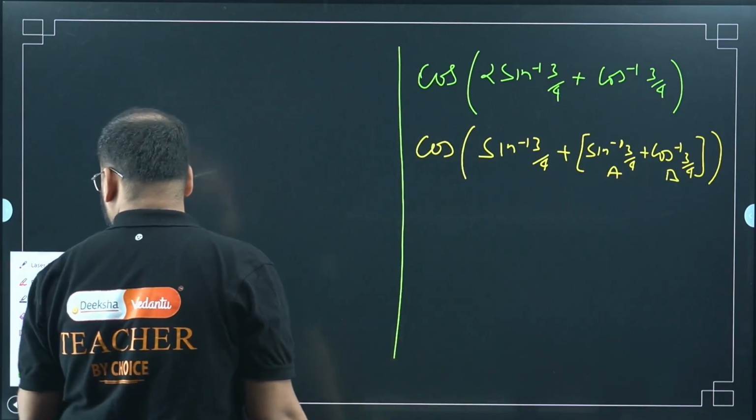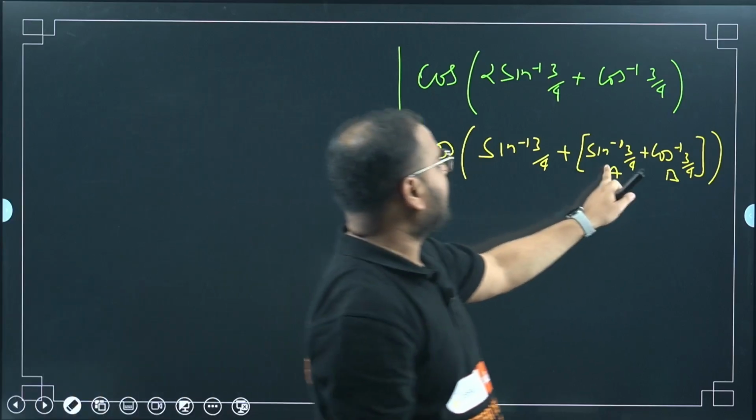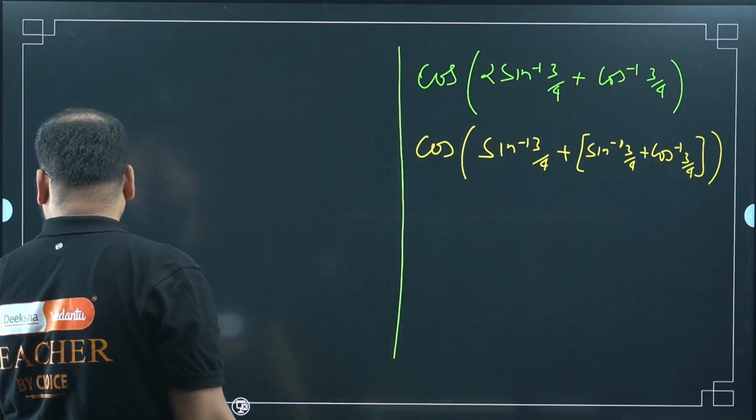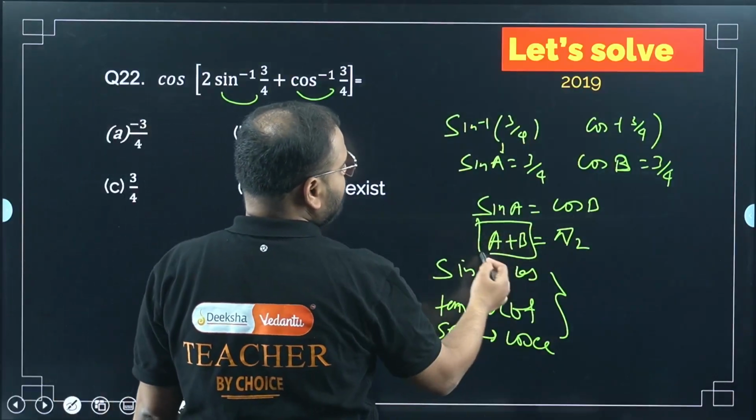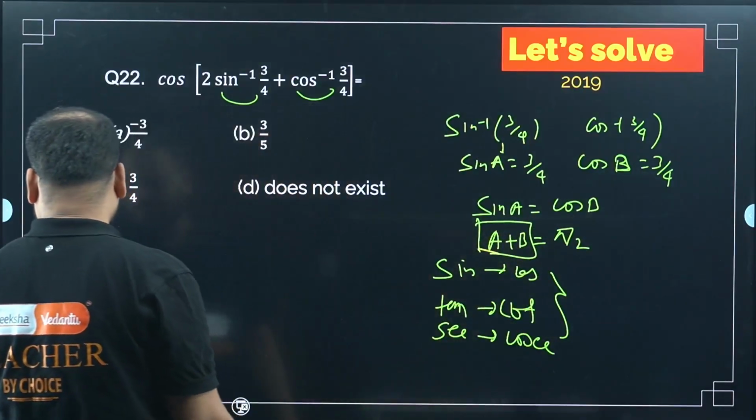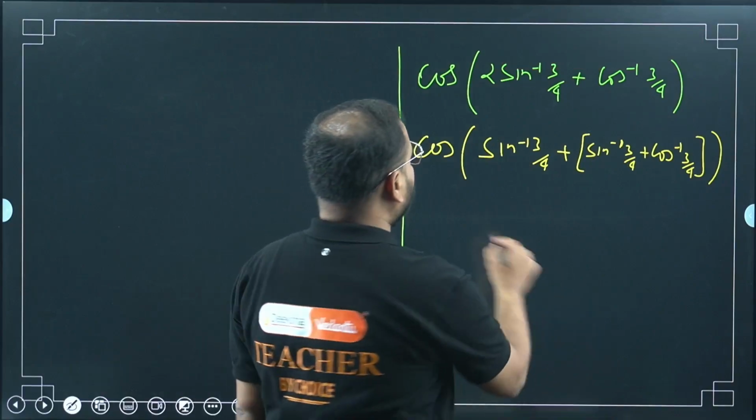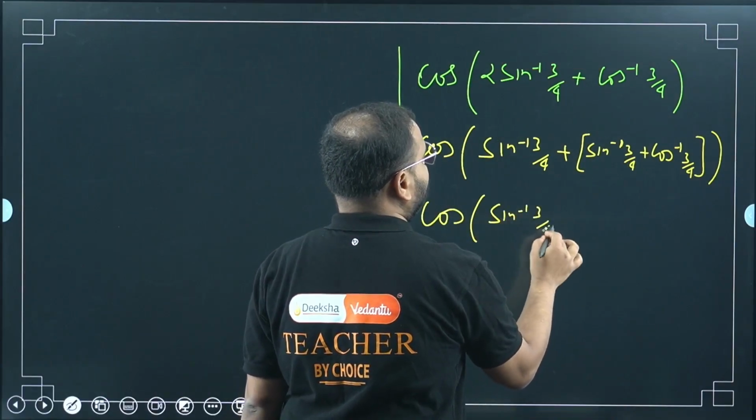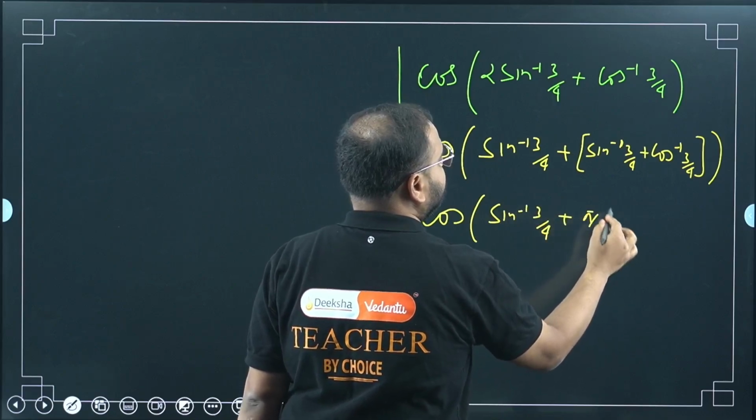So I'll take it directly to be pi by 2. I hope you understand. I'll directly write this as pi by 2. I explained it in the previous slide. The angles are equal, so A plus B is pi by 2. Correct? So I'll write this as cos of sin inverse of 3 by 4 plus pi by 2.